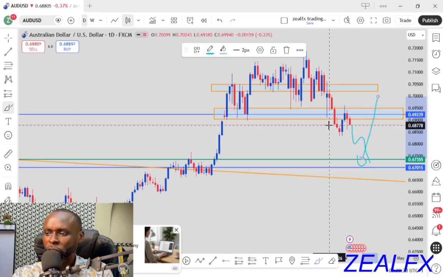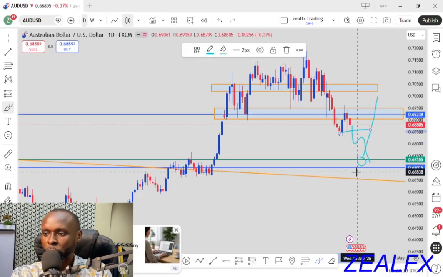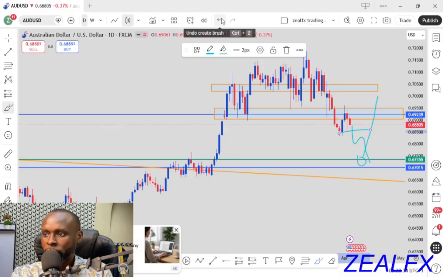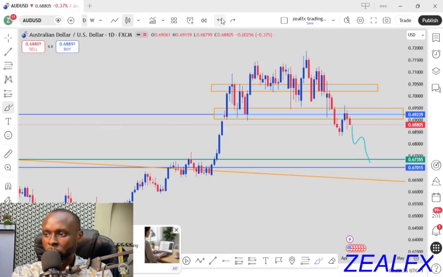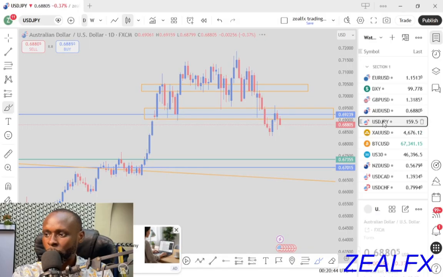Then you can also see that the structure supports the trend, but selling on that support level, I'm not that clear about that. But wait for price to break this level, then we can start looking for the sell opportunity for the Australia USD. So our scenario for this week, we have to look at a sell opportunity on the Australia USD this week. So let's look at our next pair, which is the USDJPY.